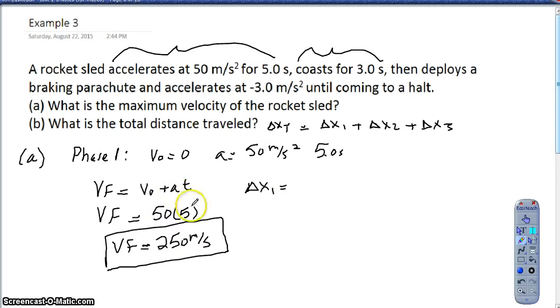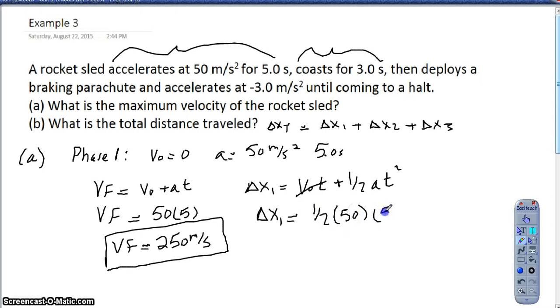So at this point, since I know the other 4 variables, you could do whichever equation you want. I'm going to go ahead and just jump in though with the v0t plus 1/2 at squared. So I'm looking for my displacement. I know the initial velocity was still 0, so that's gone. 1/2 the acceleration of 50 times the time squared, so 5 seconds squared. So I end up with half of 50, 25, times 5 squared, so another 25. So I end up with 625 meters for the first phase of motion.